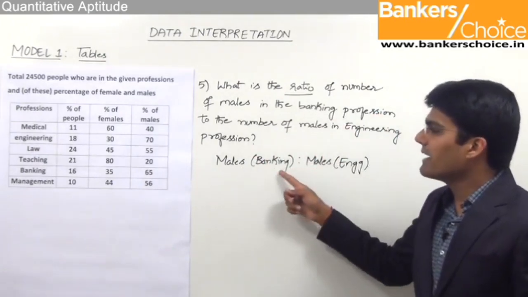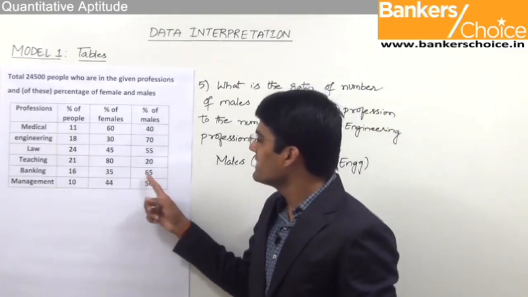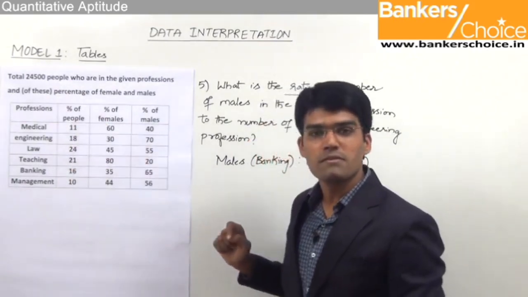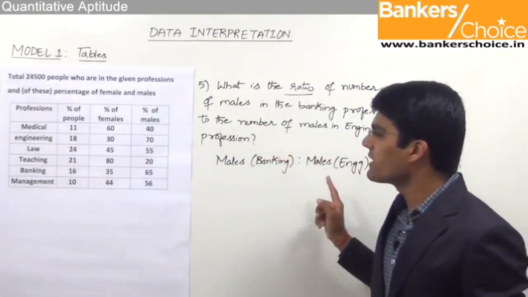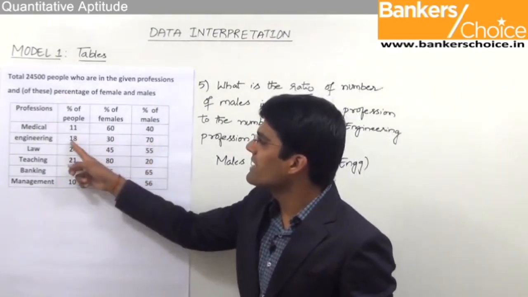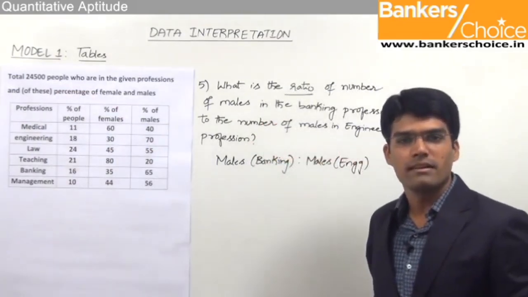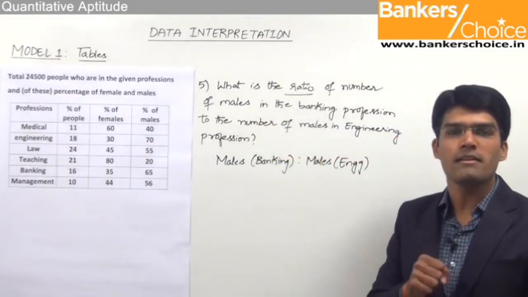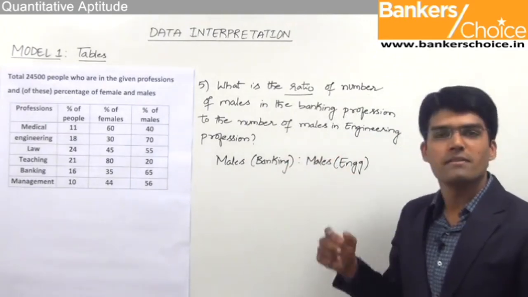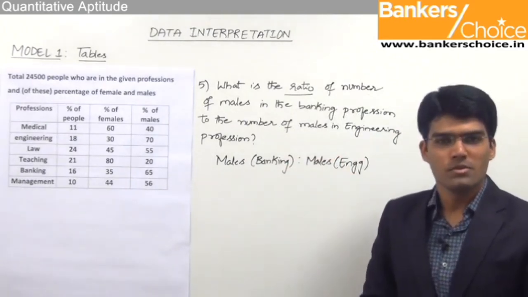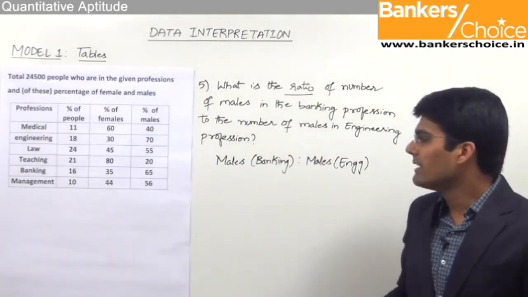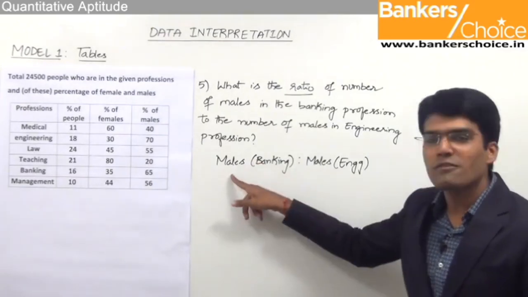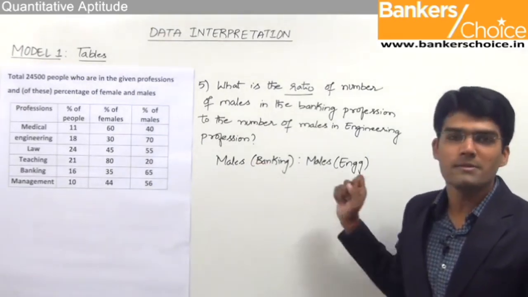Now males in banking, we know that males in banking is 65% of 16% of 24,500, and males in engineering will be 70% of 18% of 24,500. And we have already learned that whenever something is common in the numerator and denominator or in the two parts of the ratio, that has to be cancelled out. So instead of writing and then cancelling it, let us directly take only those values which can affect the answer. That is percentage of males and percentage of people in these professions.